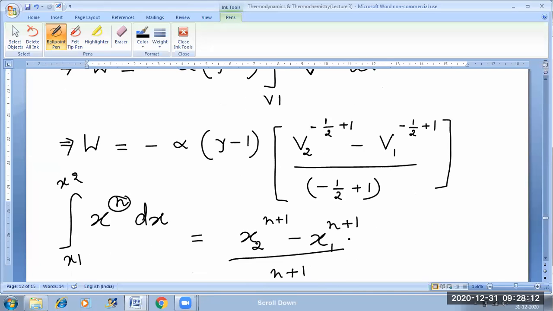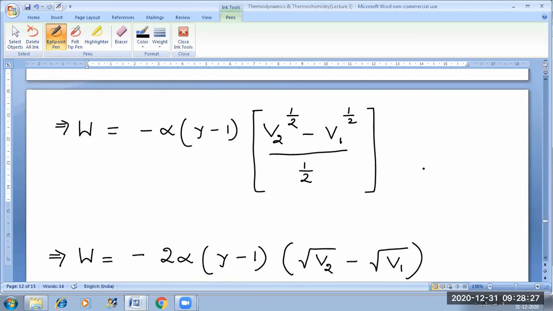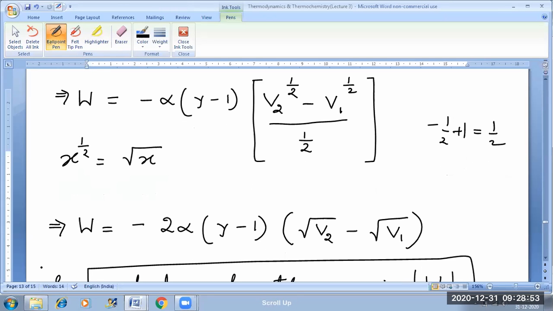So on putting the values, this is what I'll get. Now minus half plus 1 is plus half. So this is what I'll get. Minus half plus 1 is half, and anything to the power of half is nothing but square root of that. So finally, this is the value of work.